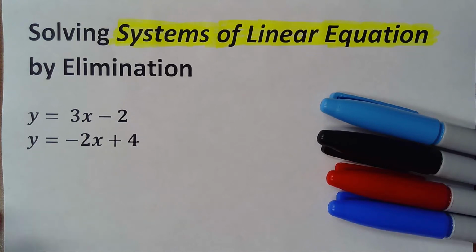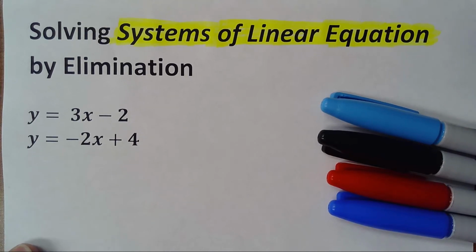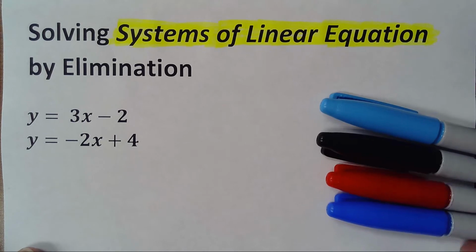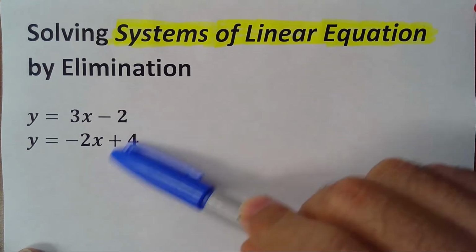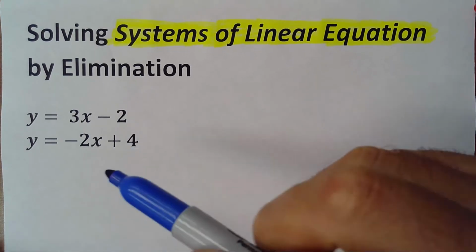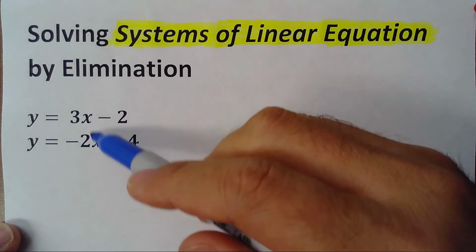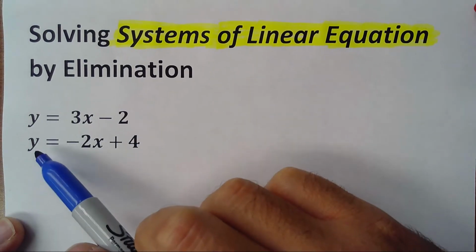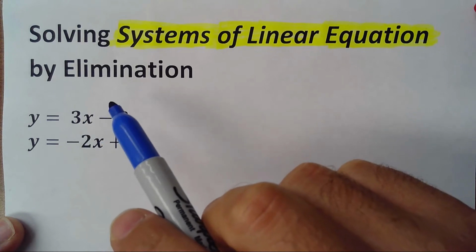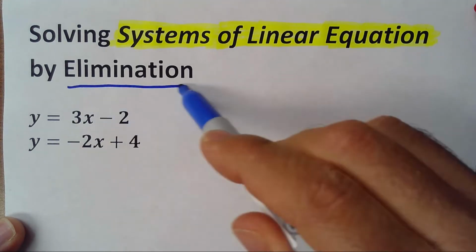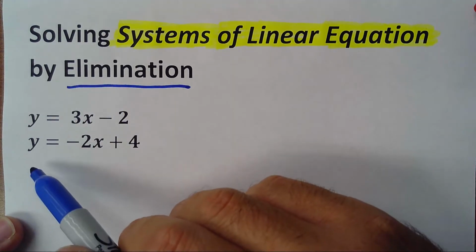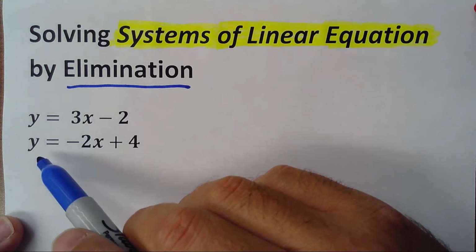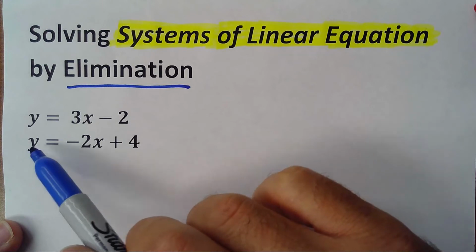Okay, we're gonna make a video of solving a system of linear equations by elimination. Here we have two linear equations. We know it's a linear equation because the exponent of the x is 1. So what we're gonna use is the elimination method, very popular. As the name of the method says, we're gonna do something to eliminate or cancel one of the variables. Could be the x or could be the y.